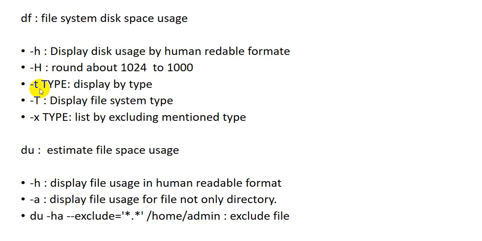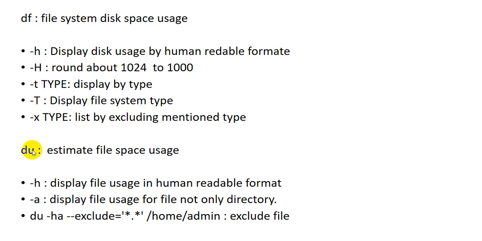-t and the type: if you mention -t and the type of the partition, it will display only that type of partition. -T, capital T option, displays the file system type, whether it is XFS or ext4 or ext3. So it will show you the partition type also. If you use option -x and the type, that type will not be shown and the others will, so it will exclude that partition and display the result.